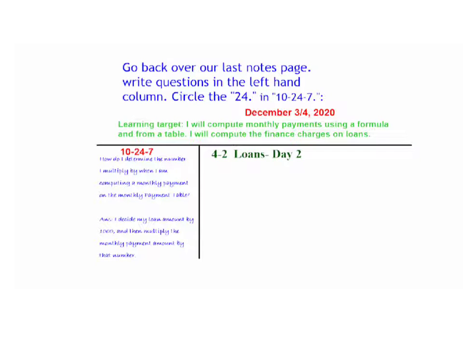All right, let's take a look at our notes from our last lesson. That would be loans, day 2, and write a question in the left-hand column. I have an example question here, which, as usual, you are welcome to use if you like. It says, how do I determine the number I multiply by when I am computing a monthly payment on the monthly payment table?